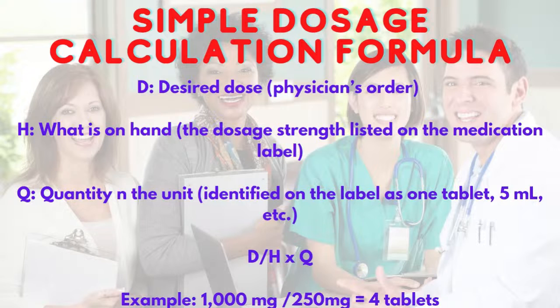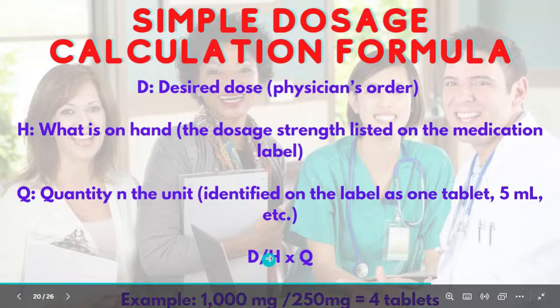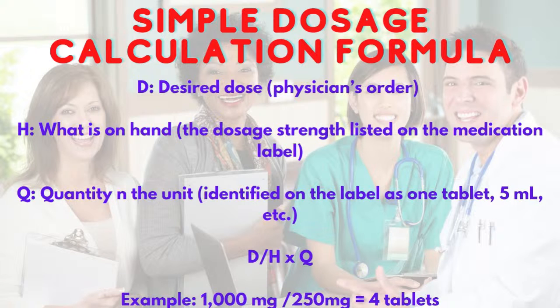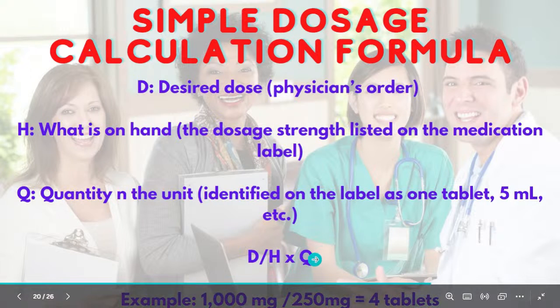When you get that label out of the medication cabinet or from the pharmacy, what is on the label? The quantity is in the unit, identified on the label as 1 tablet, 5 milliliters, etc. So in this example, let's say the doctor orders 1,000 milligrams of a medication. You go to the medicine cabinet, and the medication comes in 250 milligrams. According to our formula, all we're going to do is divide what the doctor wants by what we have on hand. So that's 1,000 divided by 250. Now remember, the quantity is what's identified on the label, so in this case it's just going to be 1.